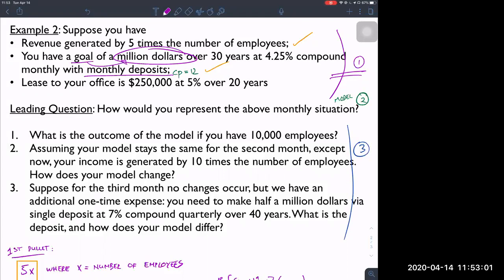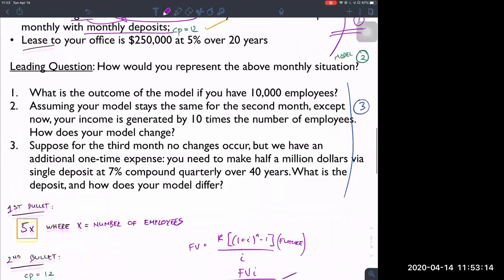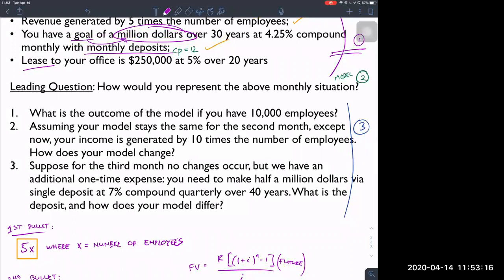If not, that's okay, because we still have time to recoup, because this is basically how we're going to review moving forward. On this last bullet, the lease to your office is $250,000 at 5% over 20 years. This lease is to remind you that this is a present value, and the present value is equal to this $250,000. So you're solving for the recurring payment for the present value.